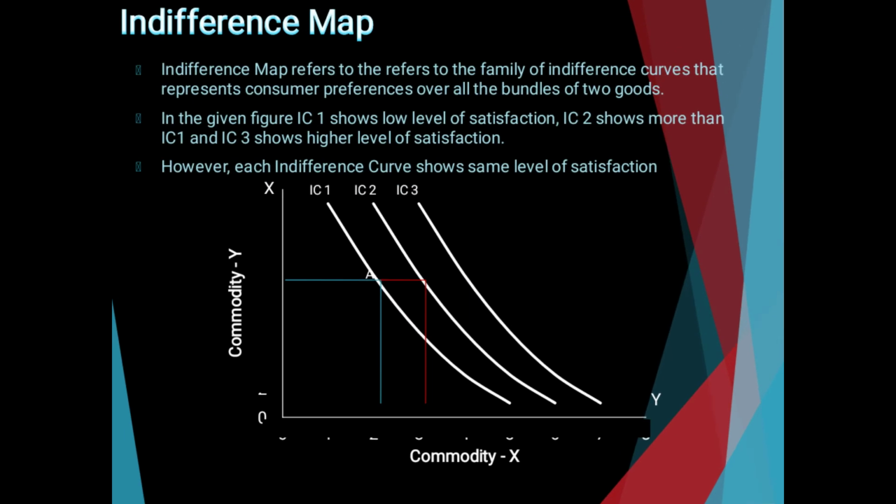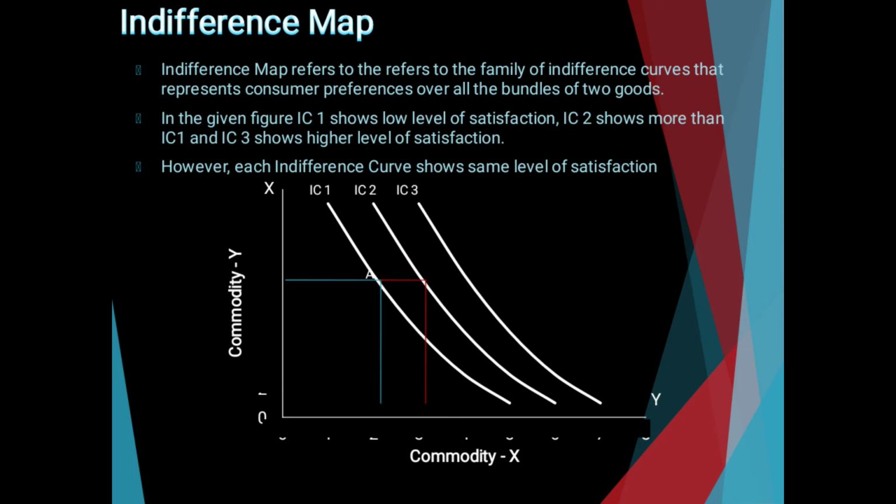Now the next property is that an indifference curve never touches the x-axis nor the y-axis, because the consumer prefers combinations of two commodities, say apple and banana, not only apple and not only banana.